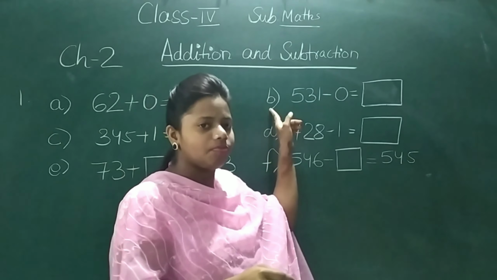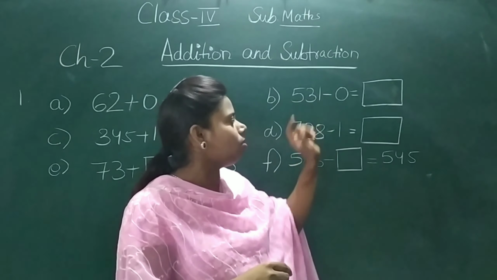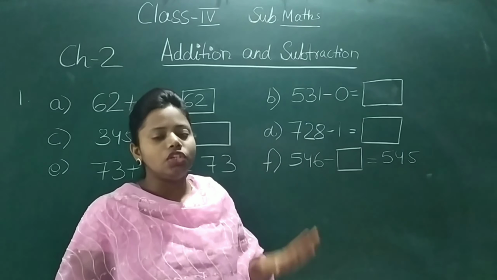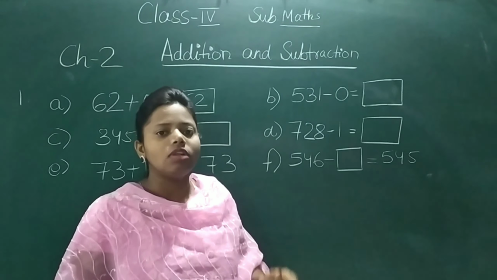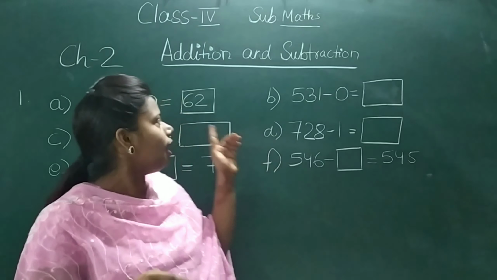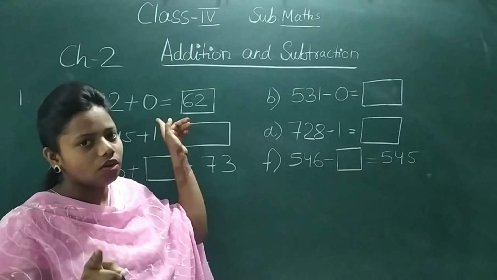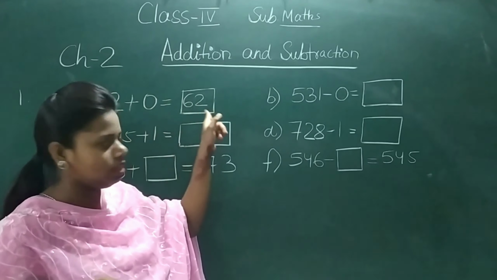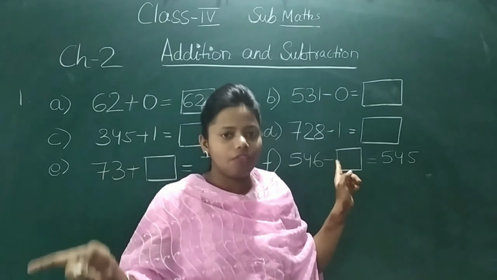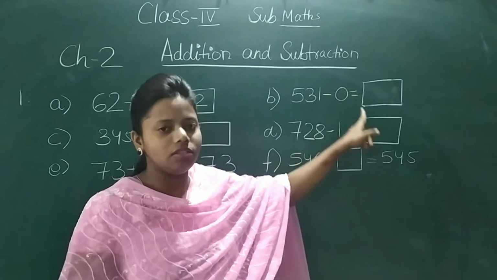Now let's see number B. 531 minus 0. Whenever you see any number and 0 is subtracted from it, the answer will be the same. Like in addition, I said that if any number is given and 0 is added to it, the answer will be the same. In the same way, if any number is given and 0 is subtracted from it, the answer will be the same.